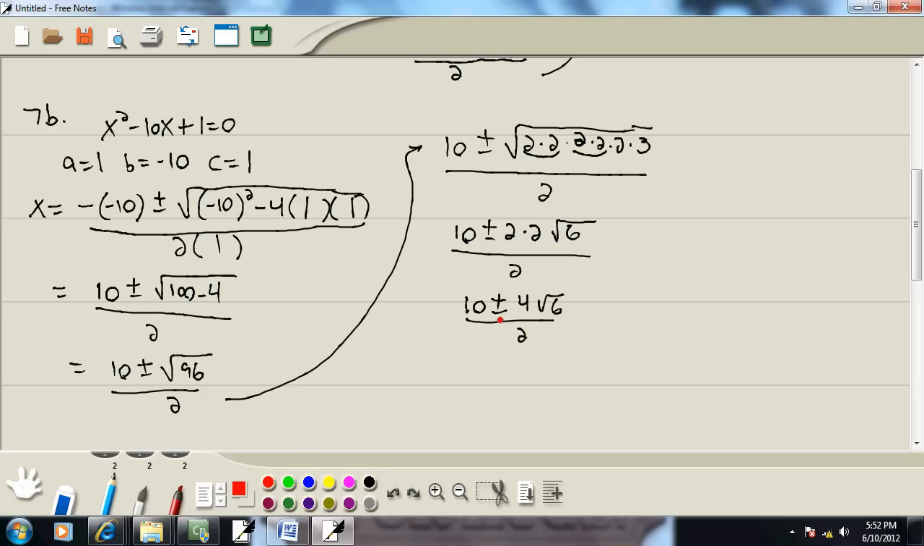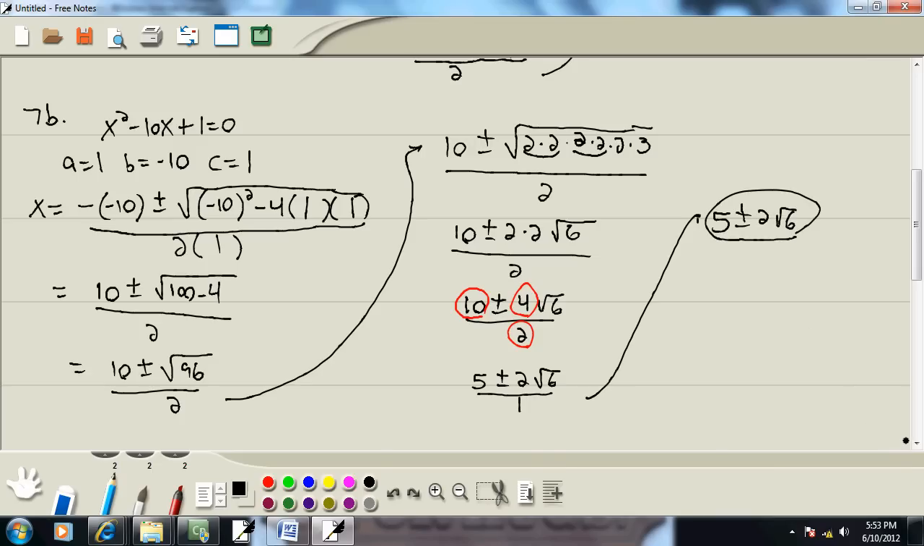And this should be called something like the 3-number rule. If you can divide this number, this number, and this number by the same number, do so. And they're all divisible by 2. So that gives me 5 plus or minus 2 square root of 6 over 1, or just simply 5 plus or minus 2 square root of 6. And that's my answer.